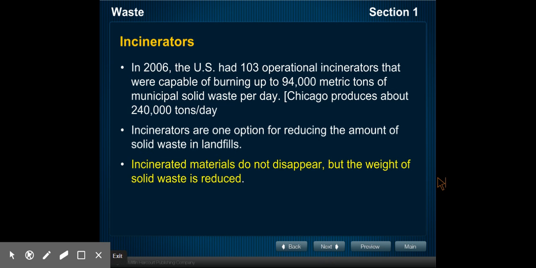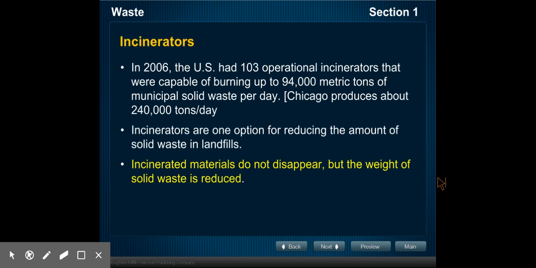Incinerators is the last thing we need to talk about. And of course, it says in 2006, the U.S. had 103 operational incinerators, and they were capable of burning 94,000 metric tons per day. Just to put that in perspective, Chicago produces about 240,000 tons per day. So the incinerators we have can't even take care of the waste produced by a city the size of Chicago, let alone the rest of the country.